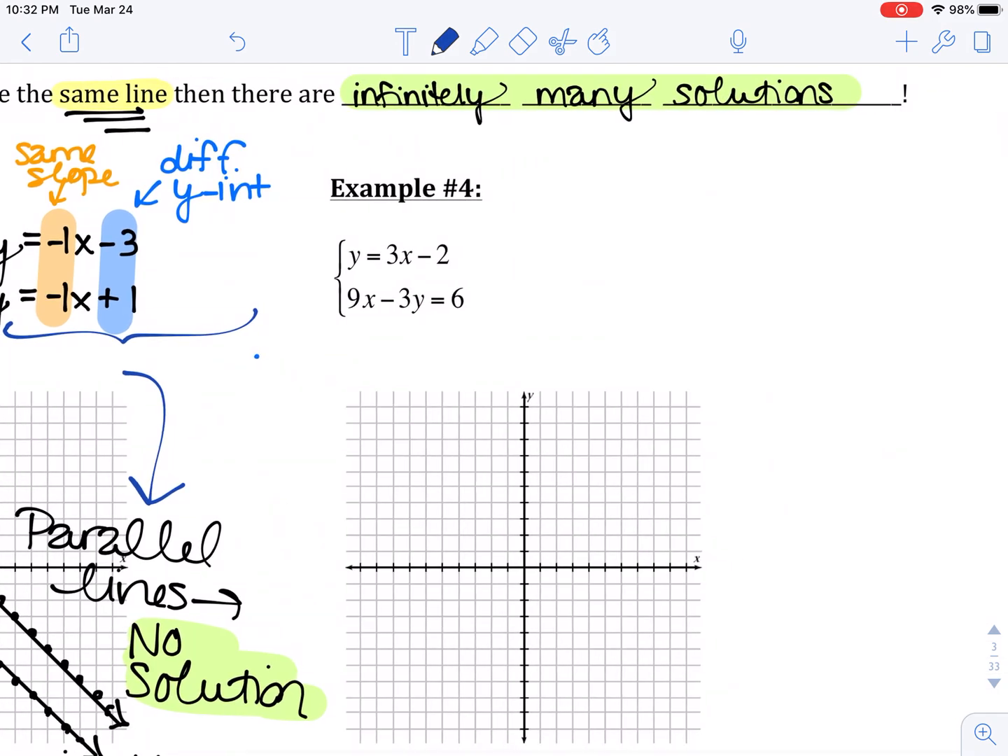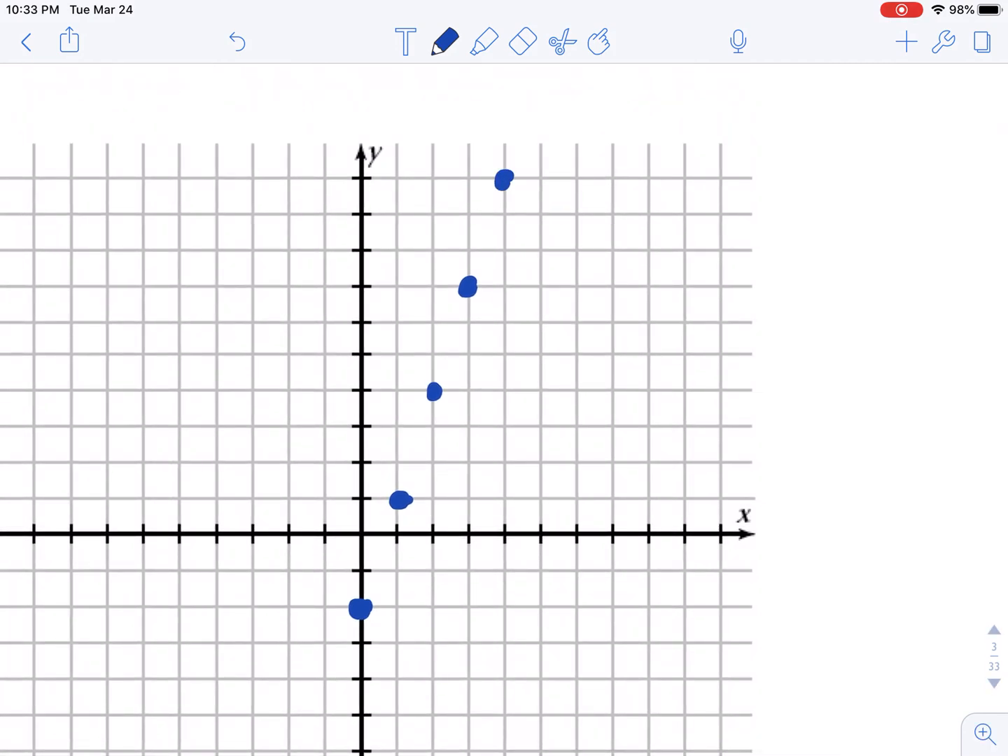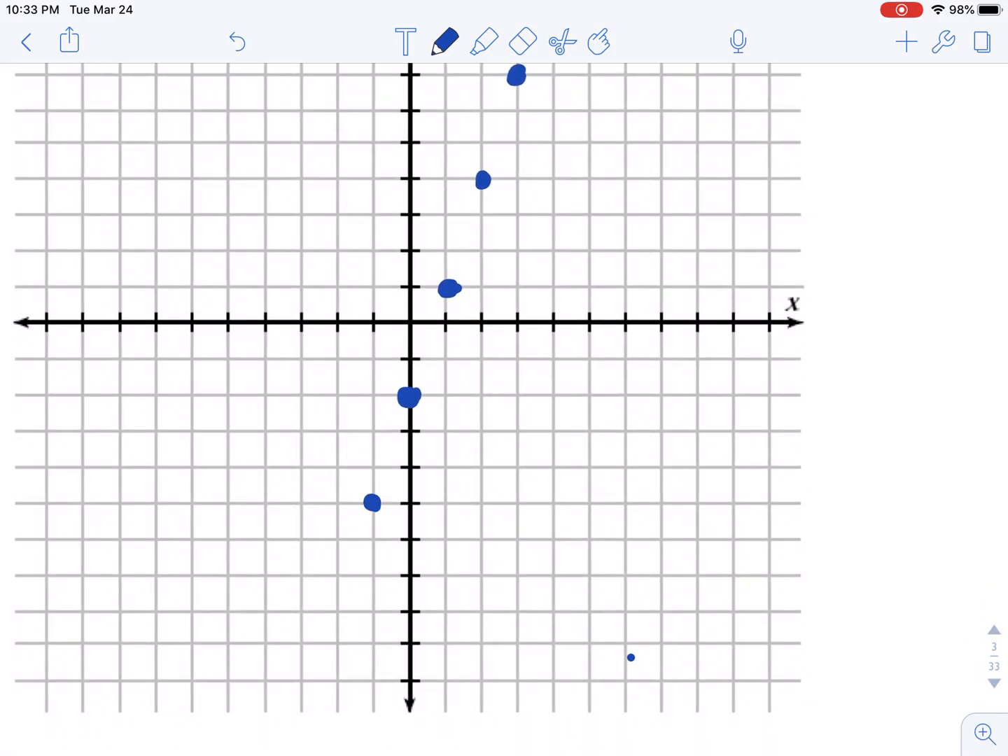And looking here at example 4, that first equation we can graph as is, y equals 3x minus 2. So we begin down 2, slope of 3. So we're going up 3, right 1. Down 3, left 1.